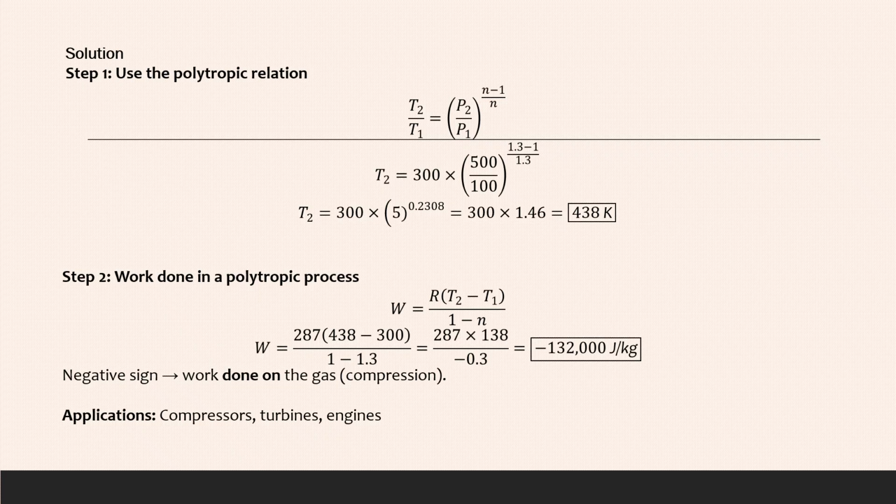This problem tells us how a process can be polytropic. We can observe polytropic processes in compressors, turbines, and in engines.